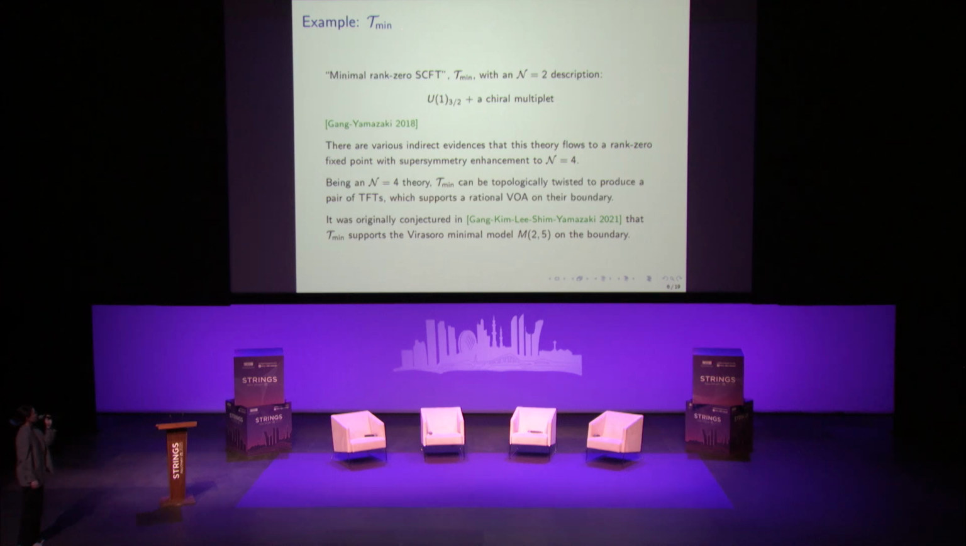This T-min theory can be topologically twisted to produce a pair of topological field theories out of it, which are expected to support some rational vertex operator algebras on their boundary. And it was originally conjectured in this paper that this T-min theory indeed supports the Virasoro minimal model, the simplest non-unitary Virasoro minimal model M(2,5), which is sometimes called the Lee-Yang model, on the boundary.